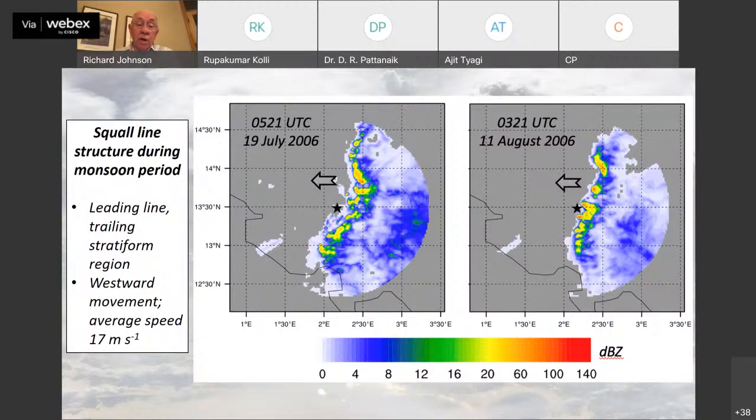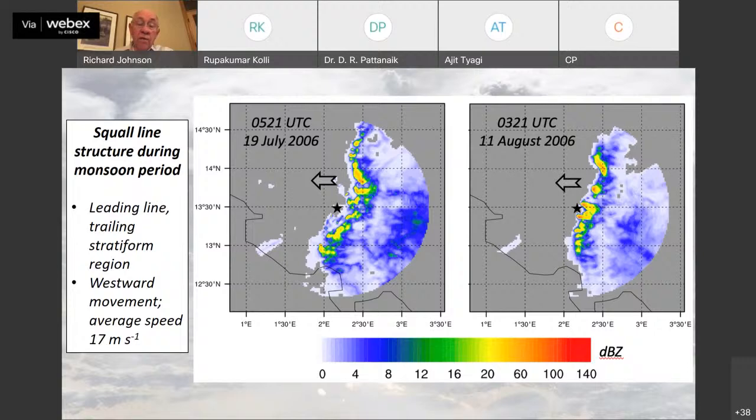These are PPI images of two squall lines that moved through the region, one on 19 July and the other on 11 August. This is during the monsoon period. And most of the squall lines were of this nature, north-south oriented convective lines with a trailing stratiform region moving off to the west at an average speed of 17 meters per second.